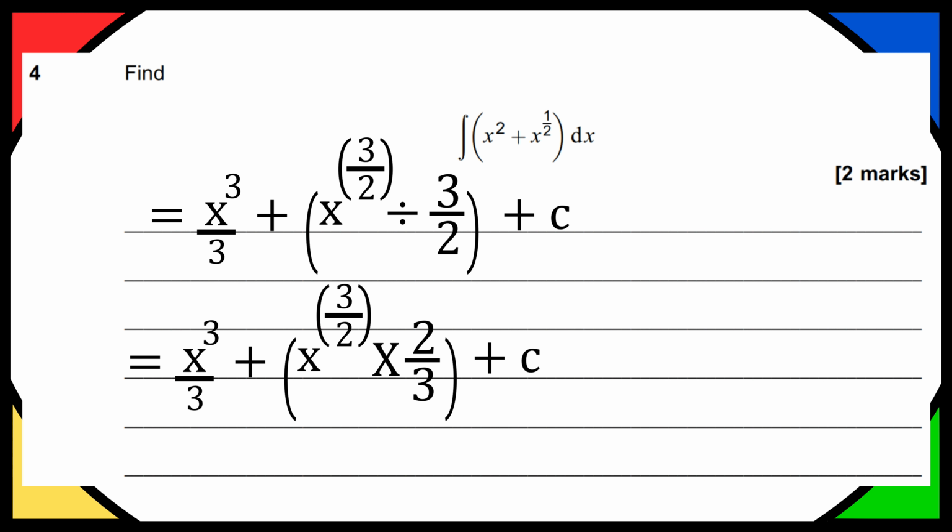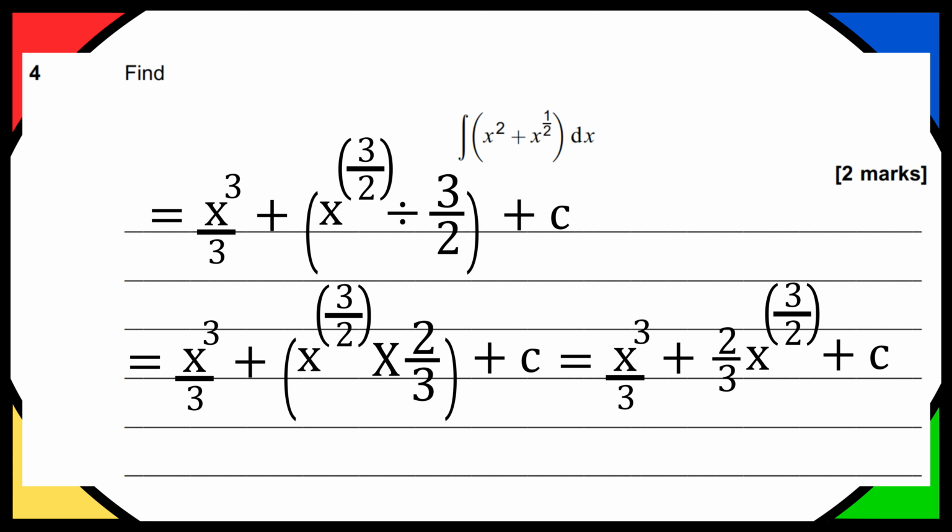And when you're multiplying or dividing by a fraction, you can flip it upside down, and then it will reverse the operation. So for example, let's say you're dividing by 3 over 2 like we are. If you flip it, then it's going to be multiplying by 2 over 3. And that's just a little hack you can use when you're rearranging equations. Plus c is obviously still there, so this is going to give us x cubed over 3 plus 2 over 3 x to the power of 3 over 2 plus c.